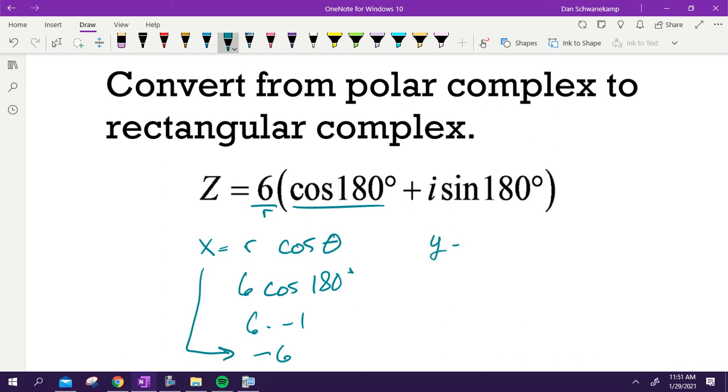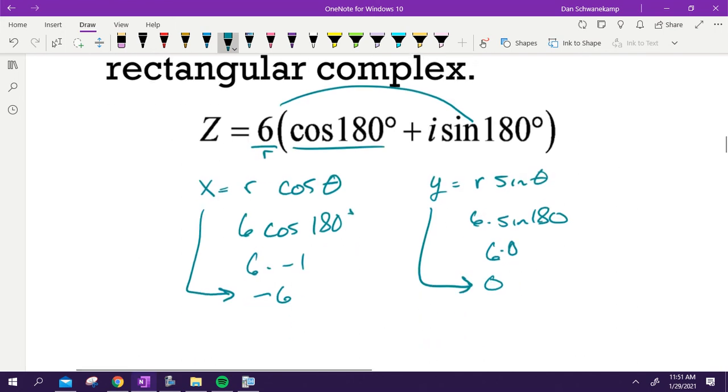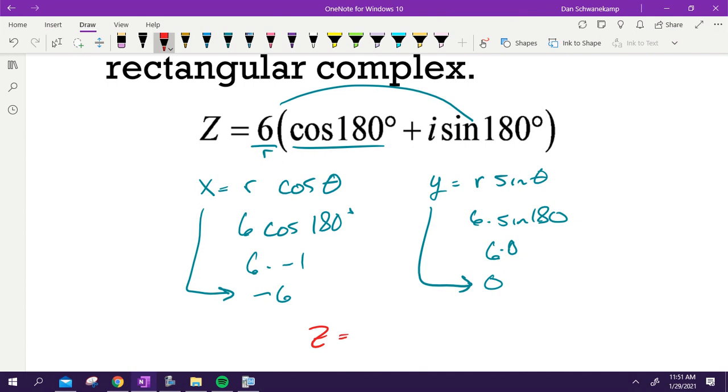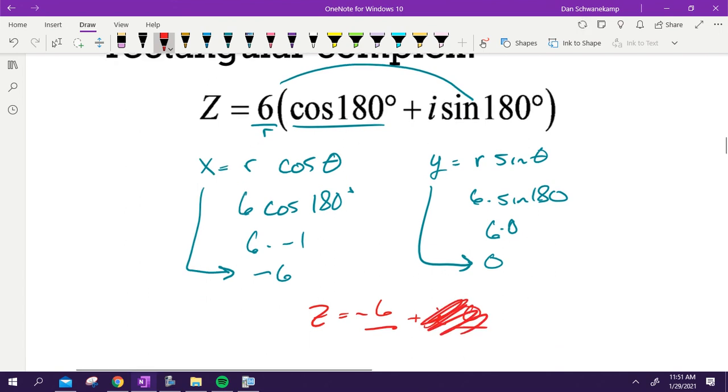Okay. For my y, it's y equals r sine 180. So it's really like 6 times that. 6 times 0 gets me 0. That's my y. We're putting it in rectangular complex form. So rectangular complex form looks like this. Z equals x plus i y. Now in this case, my y is 0. So it's really just -6. Let's keep working.